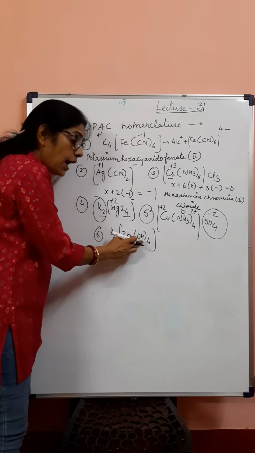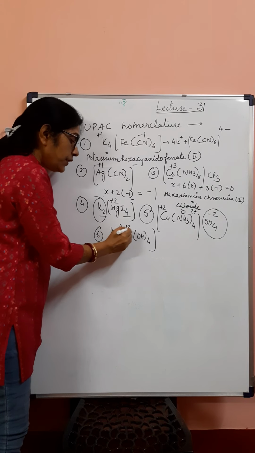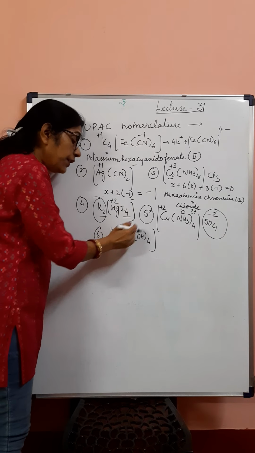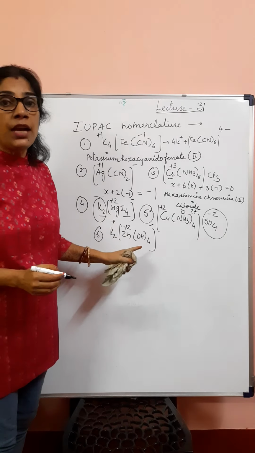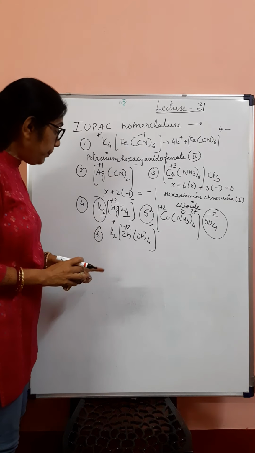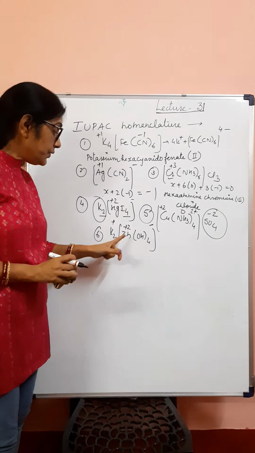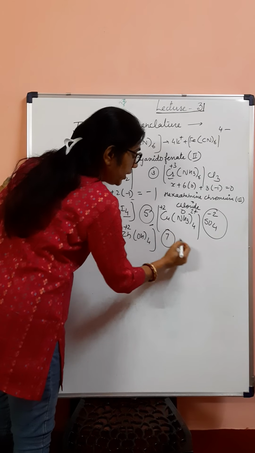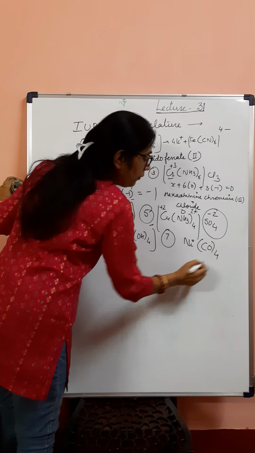Potassium tetrahydroxo zincate 2. Once again, this is -4, this is +2, so zinc will be +2. Why zincate? Because the complex is negative and the potassium is having a positive charge. So I repeat, potassium tetrahydroxo zincate 2.